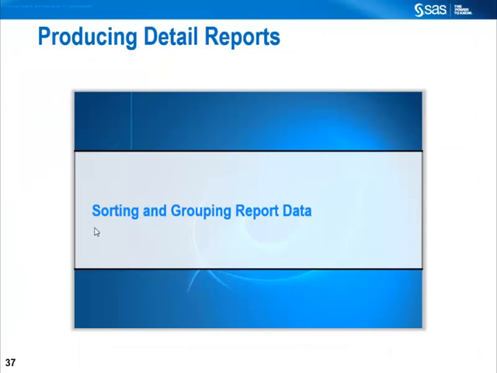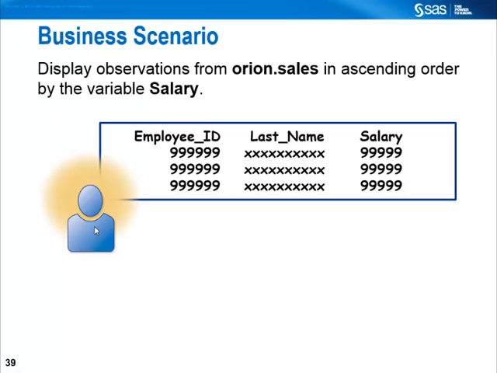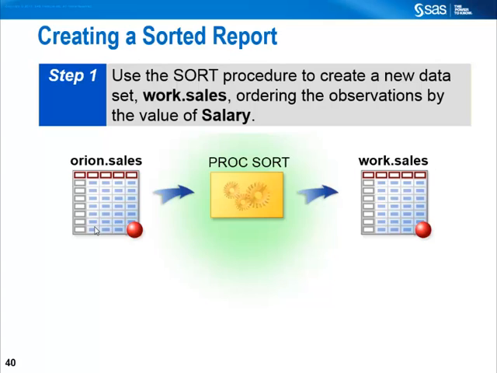Producing the detailed reports, sorting and grouping report data. That's our next section. Our objectives would be to sort the observations in a SAS dataset based on the values of one or more variables, display the sorted observations, and display a dataset with report totals and subtotals for each by group. The business scenario we have is to display the observations from Orient.sales in ascending order by the variable salary.